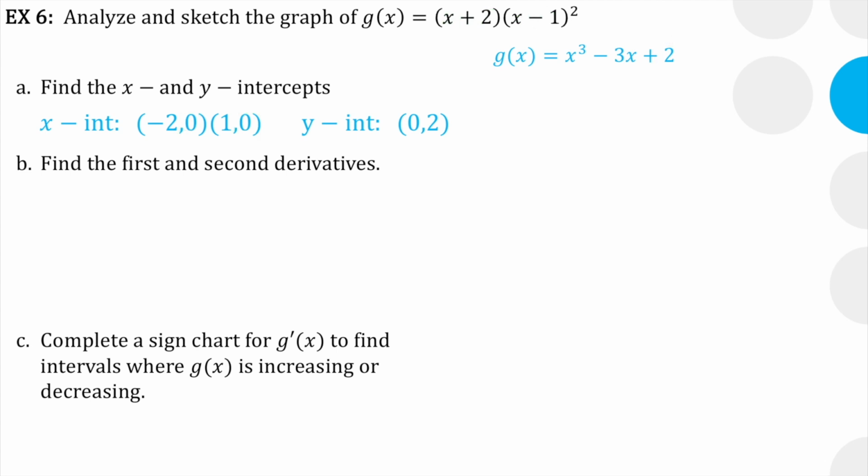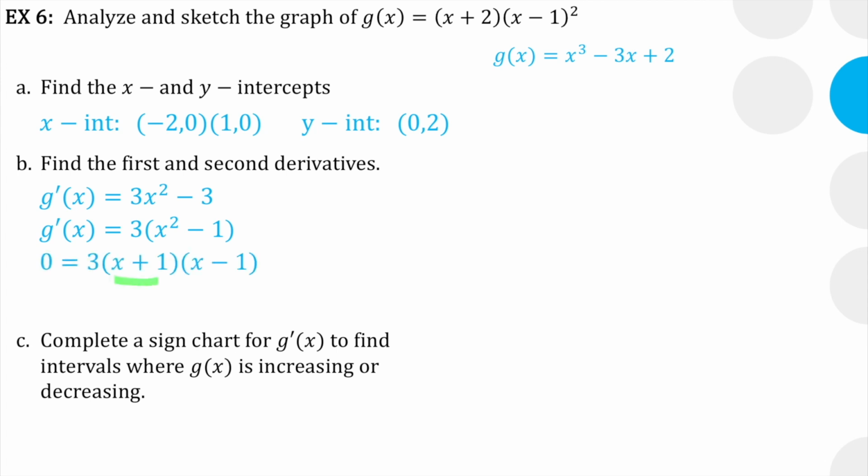Now we're going to find the first and second derivative. So g prime is 3x squared minus 3. If we want to factor that a little bit, then we can see the critical points of our first derivative, which are -1 and 1. And then the derivative of that, our second derivative, is 6x, and we have a critical point at 0.